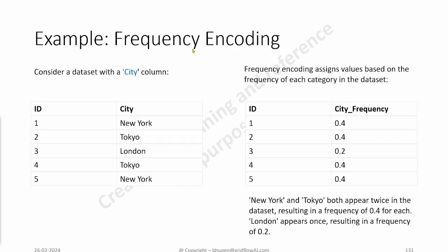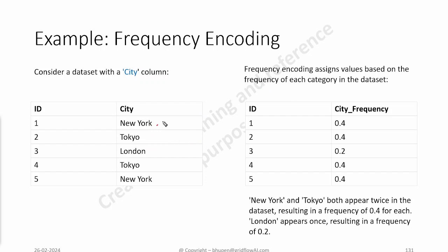Let's look at another encoding method. It is called frequency encoding, and these kinds of methods are very good when we have nominal data. For example, city here, and let's say New York, Tokyo, London, Tokyo, and New York. Frequency encoding means it has something to do with frequency, and it assigns the value based on the frequency of each category. For example, here New York appears 2 times.